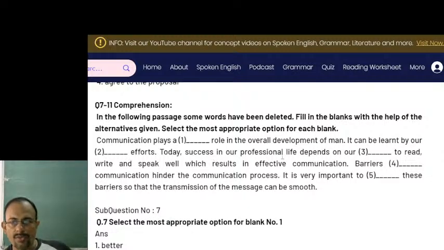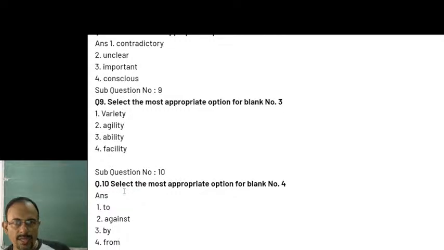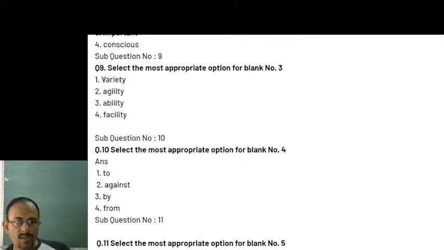Today's success in our professional life depends on our dash to read, write and speak well, which results in effective communication. Not only read, you have to read well, write well and speak well, which means we are effective communicators. So number 3, our dash to read: variety, agility, ability, facility.